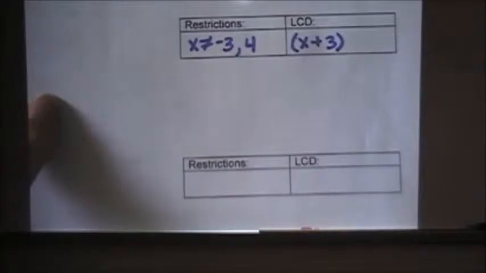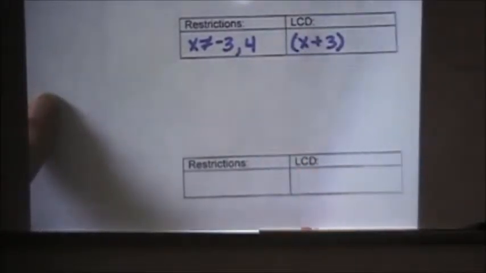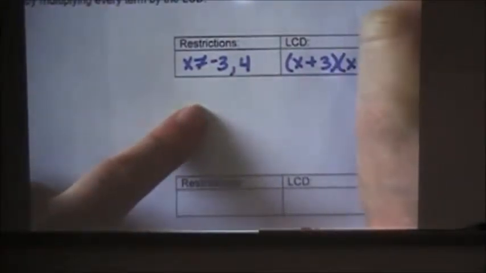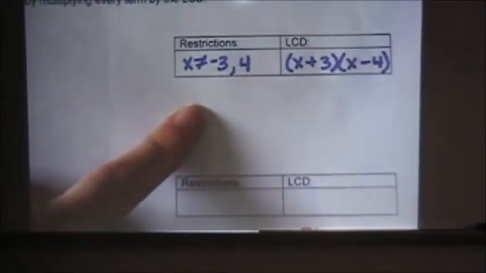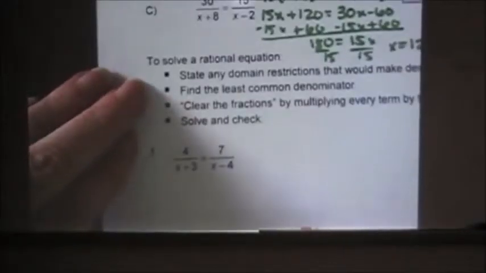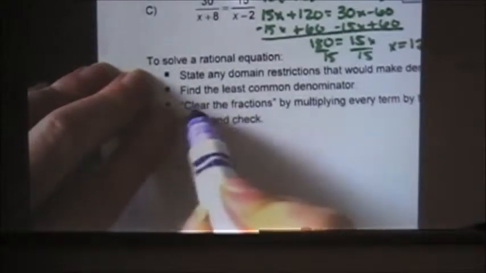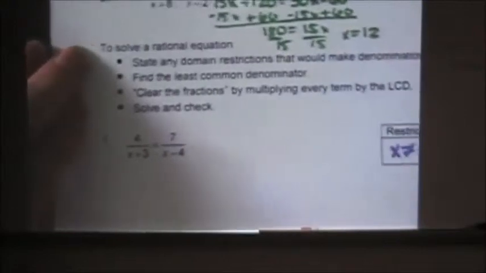I cannot get rid of it, I cannot change it, so it has to be part of my LCD just like it is. Then I go to the next fraction, x minus 4. That has to be part of my LCD as well. I can't change it, I can't get rid of it, so it's part of my LCD. So now if I look at my instructions, I've stated my restrictions, and I have found my least common denominator. So now I'm going to clear the fractions by multiplying every term by the LCD.